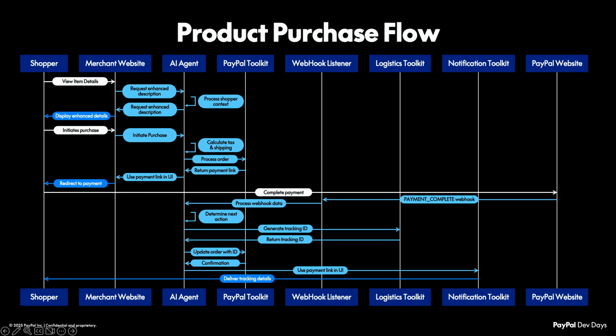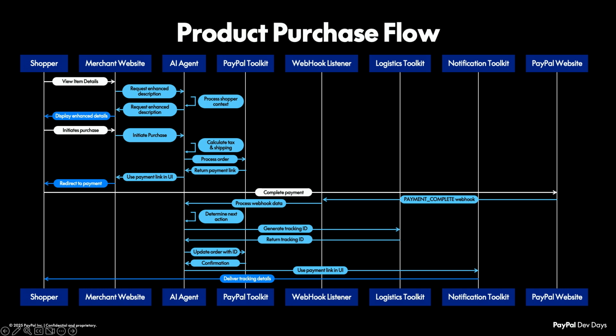In this case, the buyer does want to buy that product, so they initiate that purchase. And that sends another message to the agent, and the agent is using that to calculate the tax and shipping. It's doing that order processing that we discussed previously. It's returning that payment link. Now, when the buyer completes that payment, on the return of that, there's even more that can actually happen here. So, here we're saying we've got a webhook notification that the buyer has approved an order with PayPal, but now the agent can determine what it wants to do next.